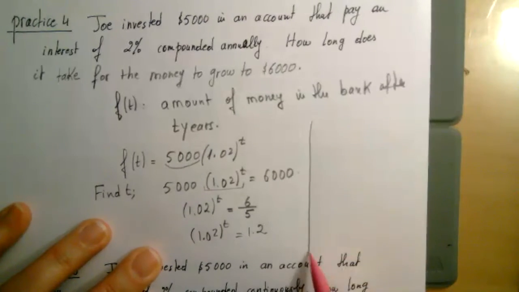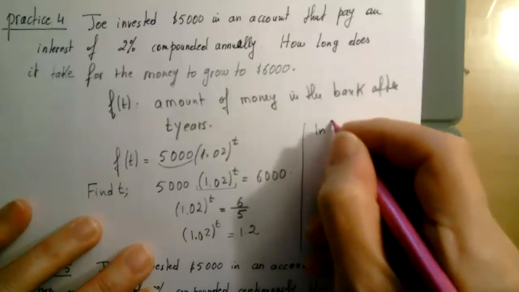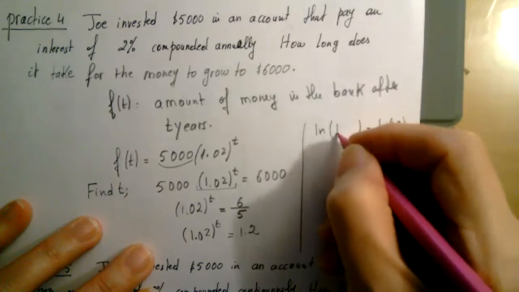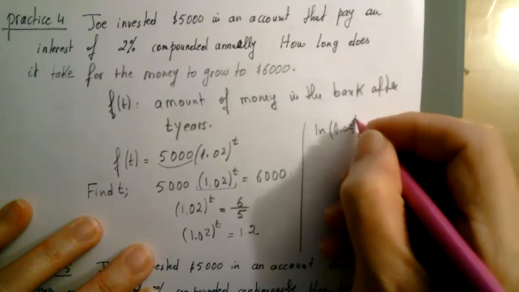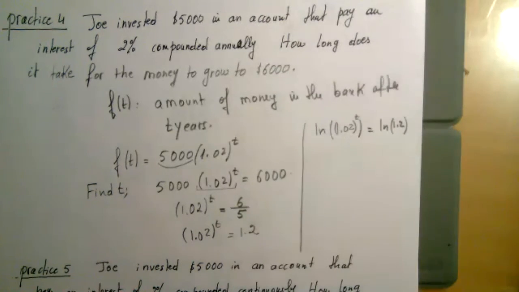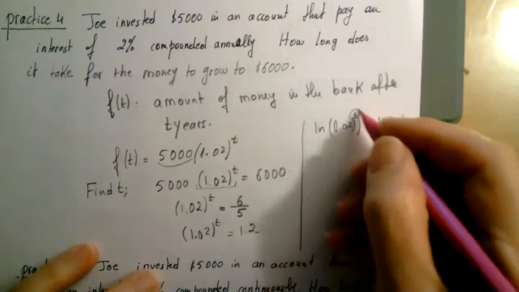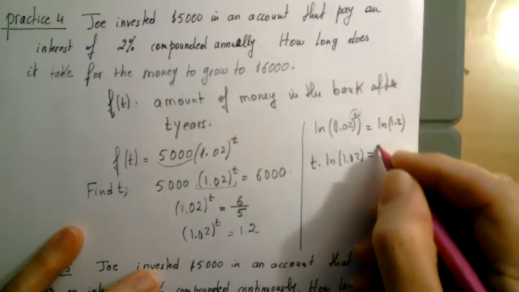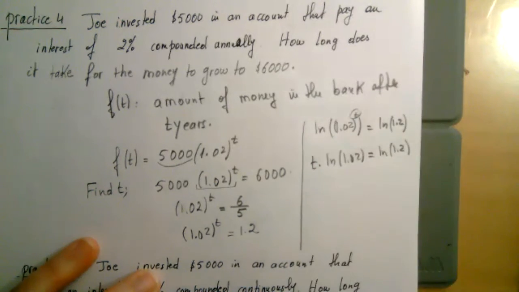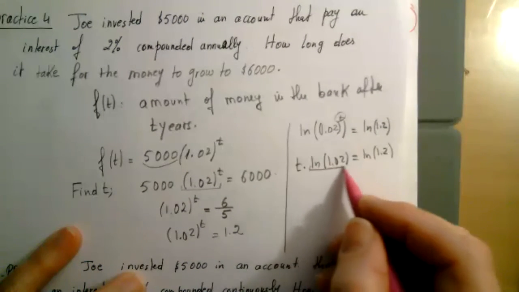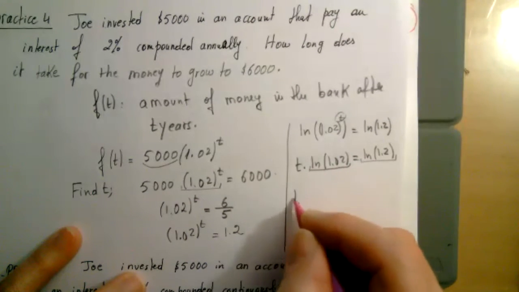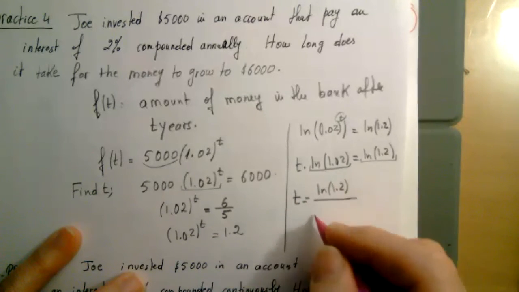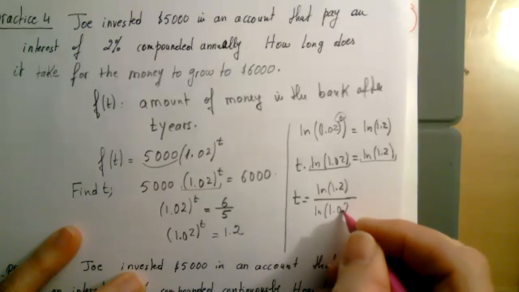Now I'm going to take the natural log from both sides. So I have the natural log of the first equal to the natural log of the second term. So this is ln of 1.02 to the power t. And then we use this property of the log, as I said, it's crucial, which will allow me to bring the t down. t times the ln of 1.02 equals the ln of 1.2. And now the final step, this is a number, and this is a number. We divide by that number: t equals ln of 1.2 over the ln of 1.02.